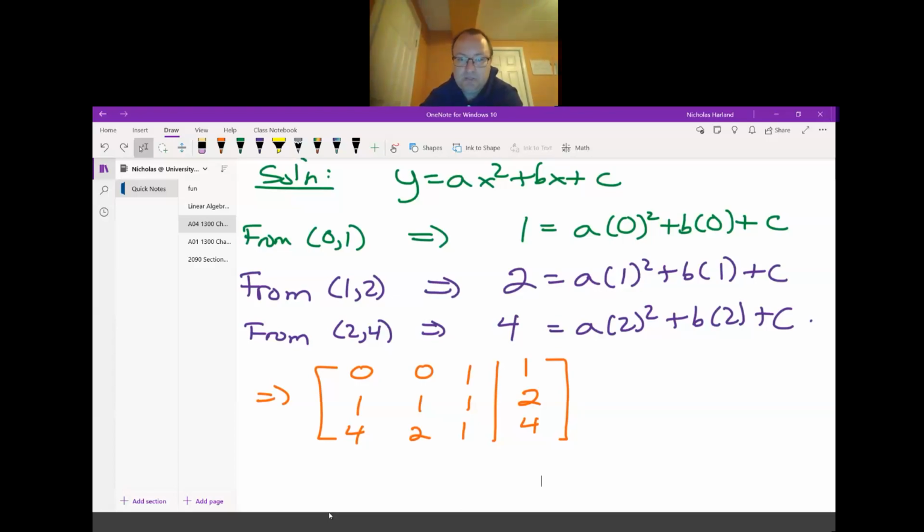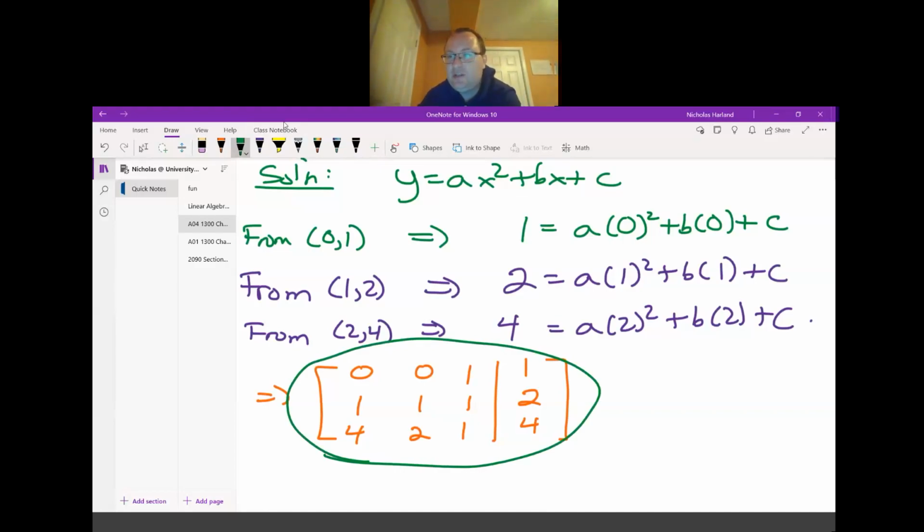All right. So acknowledging what I just said, we have this system. If we're trying to put this into either row echelon form or reduced row echelon form, what do we need to do first?